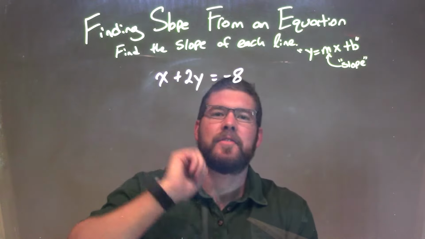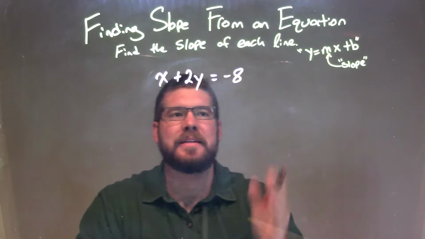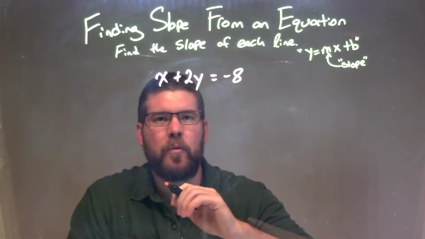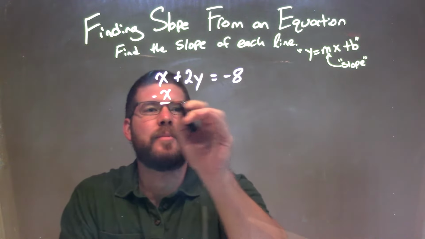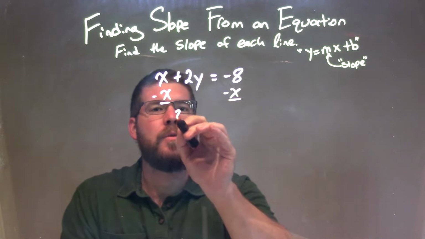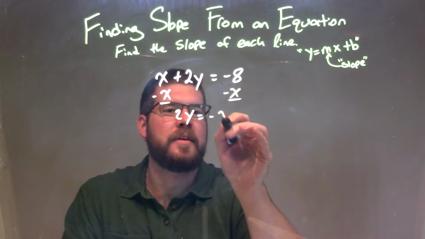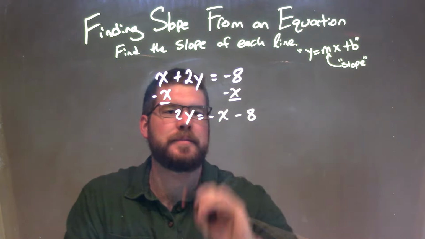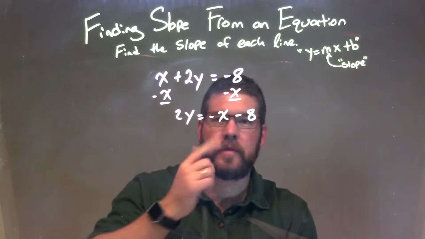Well, I need to isolate y, get y by itself, so I can see if it's in the y equals mx plus b form. So to do that, I got to subtract an x to both sides. And we have 2y here equals, let's put x first, negative x minus 8. Okay, so now we have 2y equals negative x minus 8.